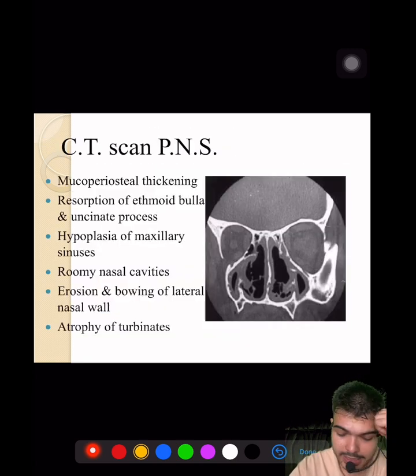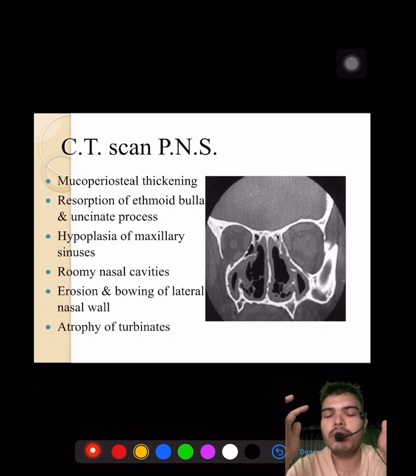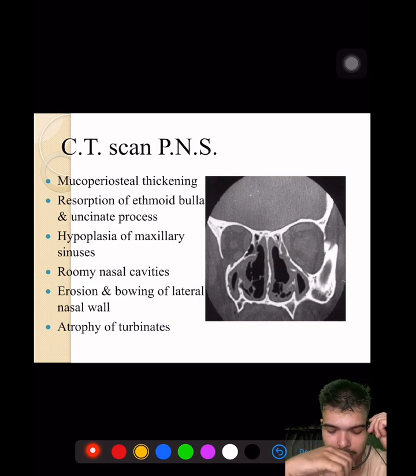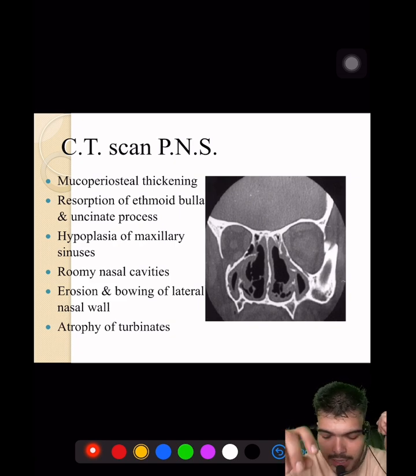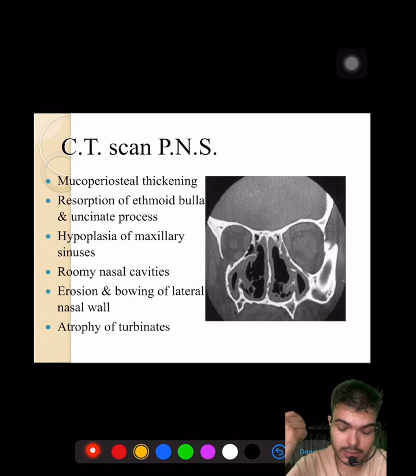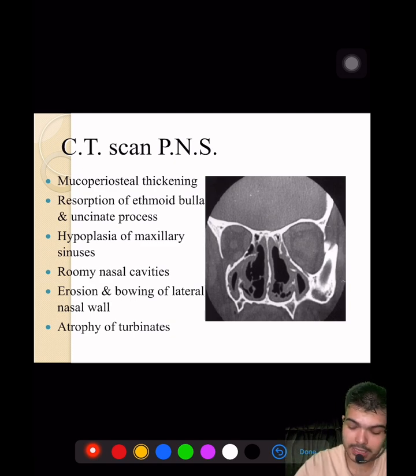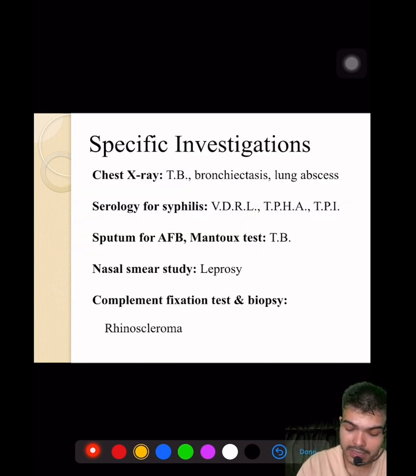CT scan can be done. Because of the atrophy of the nasal ciliary epithelium that will lead to defective mucociliary clearance, you have to go for saccharine test. That is why we are going for saccharine test. All the maxillary sinus will be filled with fluid, and maxillary sinusitis might be there. This is all self-explanatory.